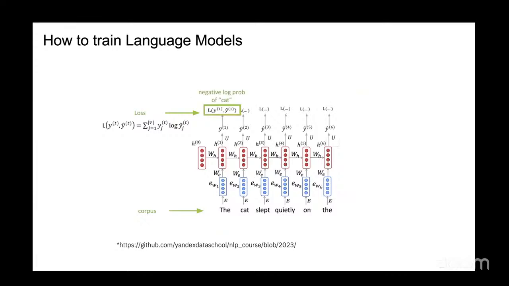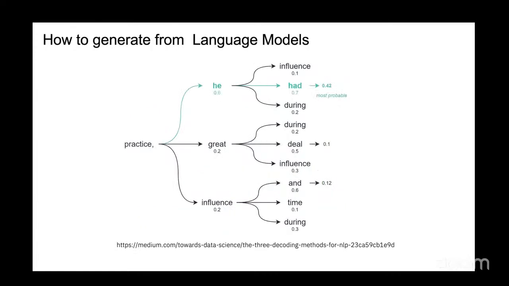Once I have trained the model, we go back to the same example. We start with the sentence "The practice," which is where we started. Then I ask the model what is the most likely word to generate. It gives me probable options, for instance "practice," "he," "great," and "influence" as possible words. Based on "practice," it generates these and also assigns the probability of each being the next word. For instance, here it is 0.6, 0.2, and 0.2.